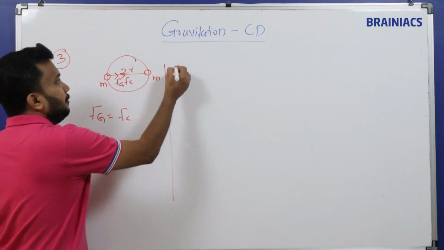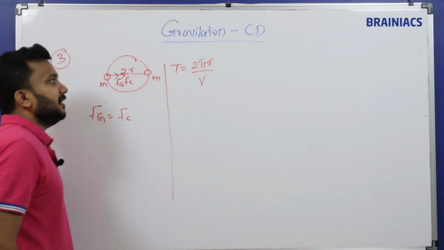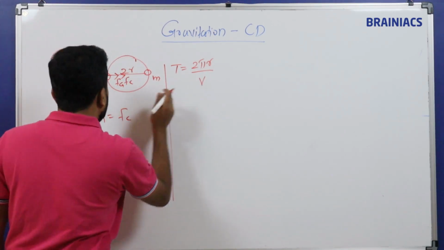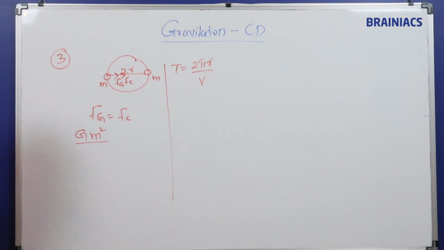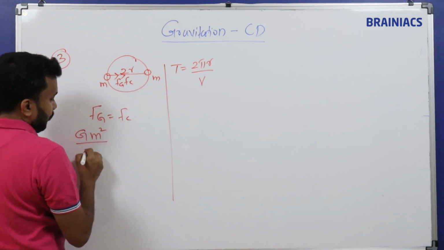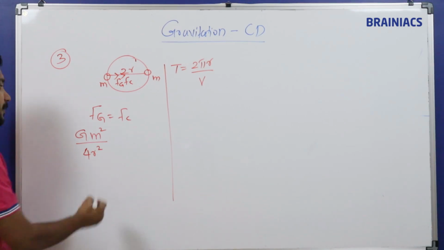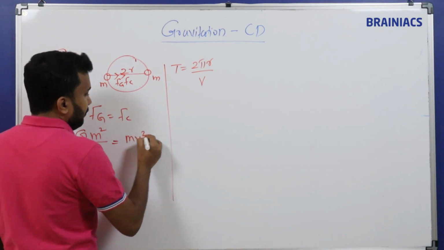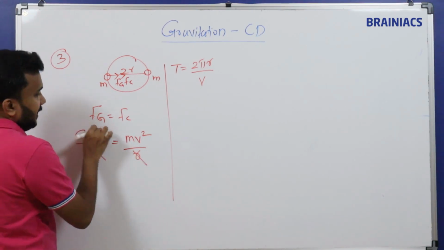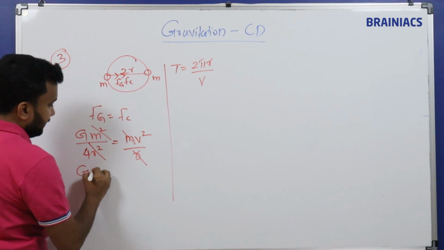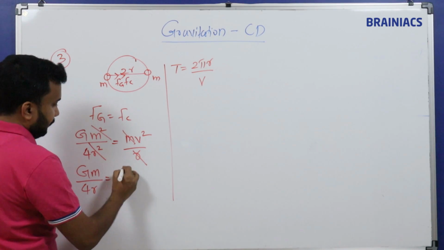So how do we find the time period? Time period equals distance divided by speed, 2 pi r by v. To get this, I need v. So what is Fg? G into m1 m2, that is m square, divided by the distance square. It becomes 2r the whole square, which is 4r square, equal to mv square by r. So m and one r cancel, m square and m cancel, and the balance is Gm divided by 4r equal to v square.